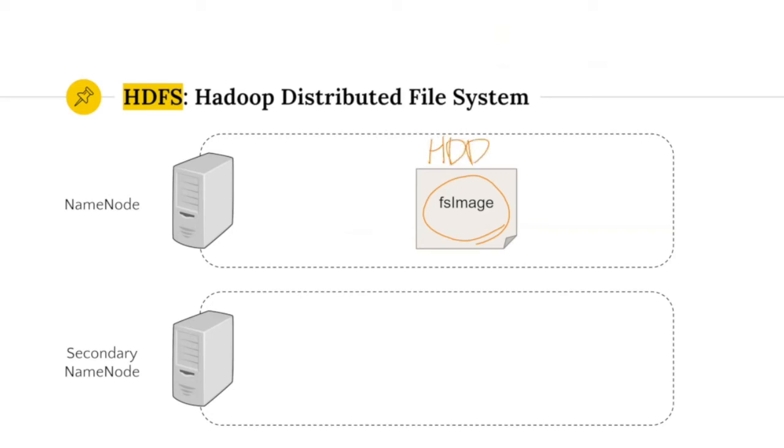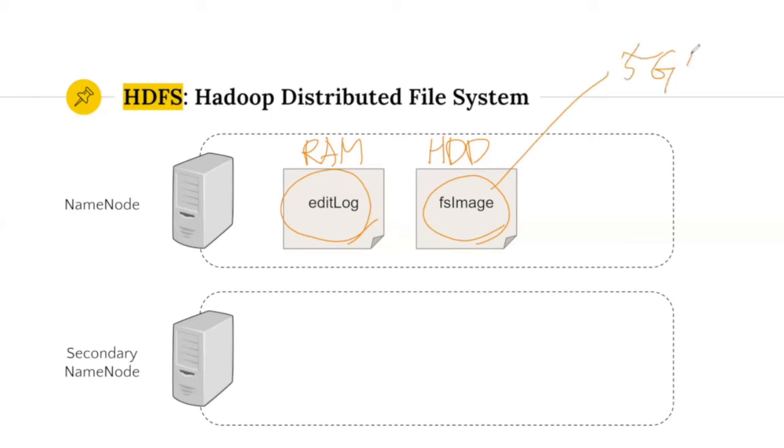And then on the RAM, we have a separate thing called an edit log. So edit log is essentially the same thing as FS image, but a smaller version of that sits on the RAM. Okay. And in order to reduce the size, so let's say the FS image is, I don't know, 5 gigabytes. That's the amount of information that's stored in the FS image. Now, the edit log is substantially smaller than that. So let's say only 32 megabytes.